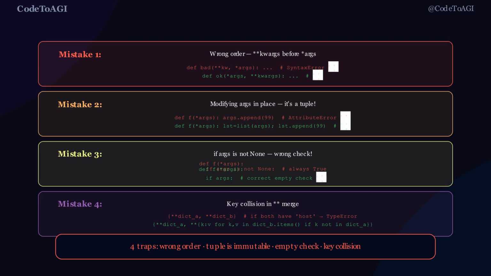Mistake 3. Assuming args is always populated. If the caller passes no extra positionals, args is an empty tuple, not None. Always check with if args, not if args is not None.